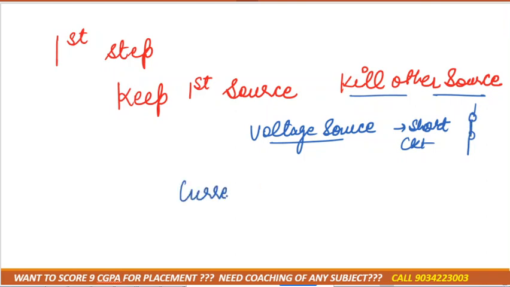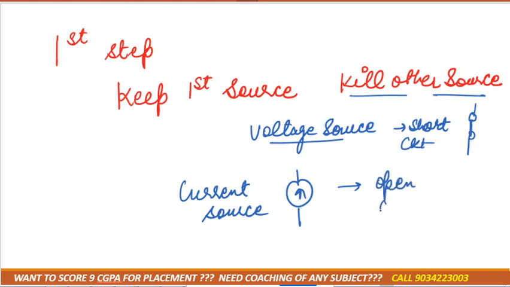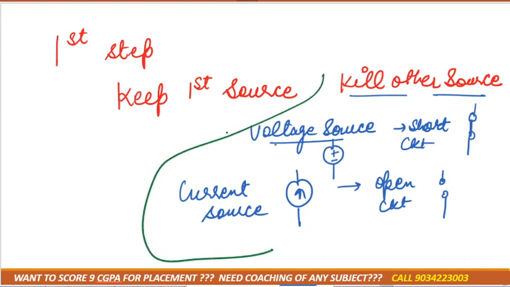Similarly, if there is a current source, whose symbol is like this, then the current source would be open circuit. Open circuit means completely remove it. The voltage source symbol is like this: positive, negative. So this means killing.